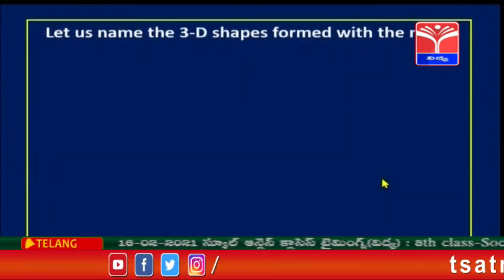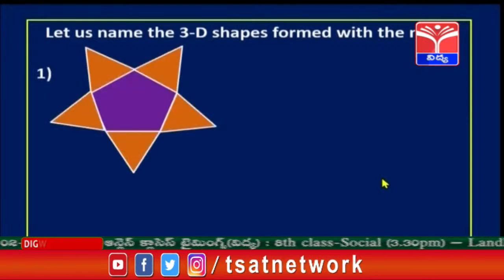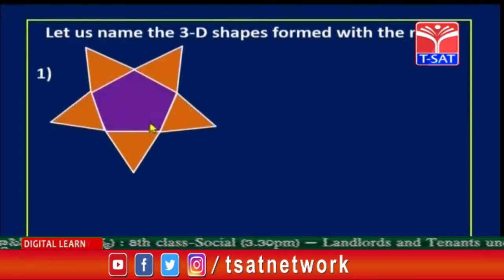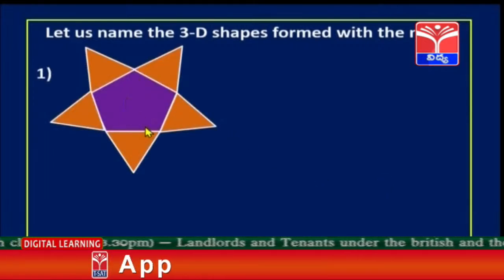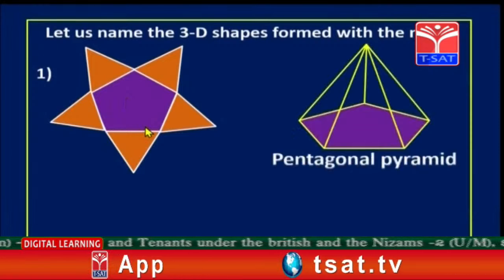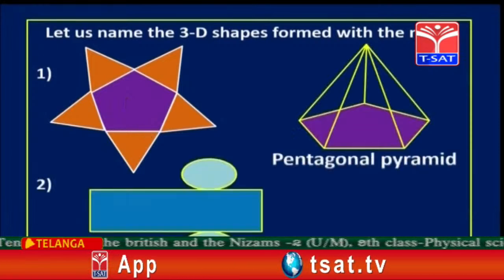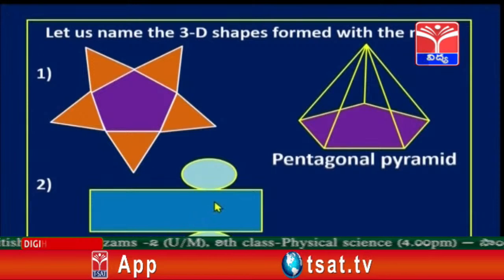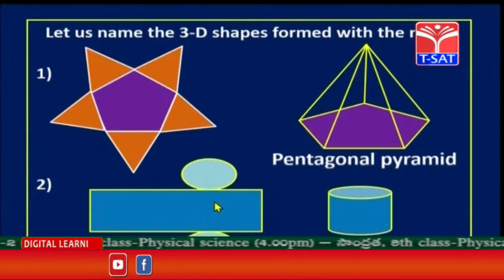Let us name the 3D shapes formed with the nets, children. What shape are you going to get, children, when you fold this at the line segments? Yes, you will get a pentagonal pyramid. Now, observe the second one, children. What will you get when you fold this? Yes, you will get a cylinder.